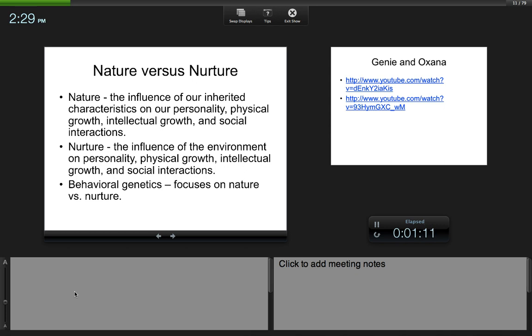It's like a mixture of both. Okay, good. That is this interaction, right? That it's a mixture between nature and nurture. Behavioral genetics, right? Behavioral genetics, they focus on nature versus nurture. They try to look at, with individuals, what is happening here in terms of the impact of the two.